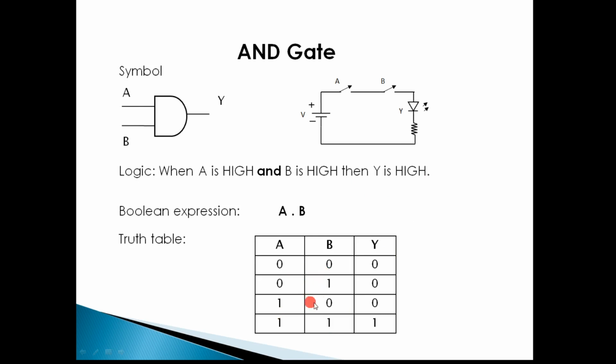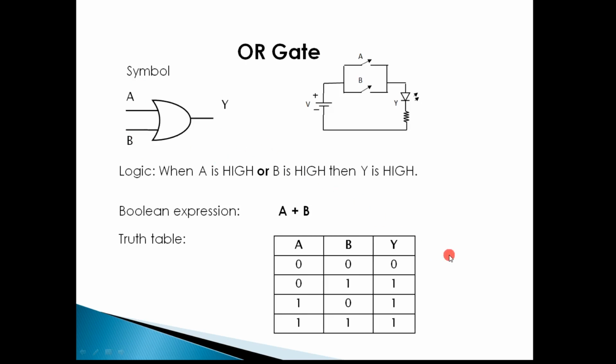In these possible combinations, the last combination is A is high and B is high. For this combination only, Y is high or 1. When any one input is 0, the output is 0. If you have a multiple input AND gate, that means more than 2 inputs, to generalize, you can say that when any one input of AND gate is 0, the output is 0. And when all the inputs of AND gate are high, 1, then the output of AND gate is 1.